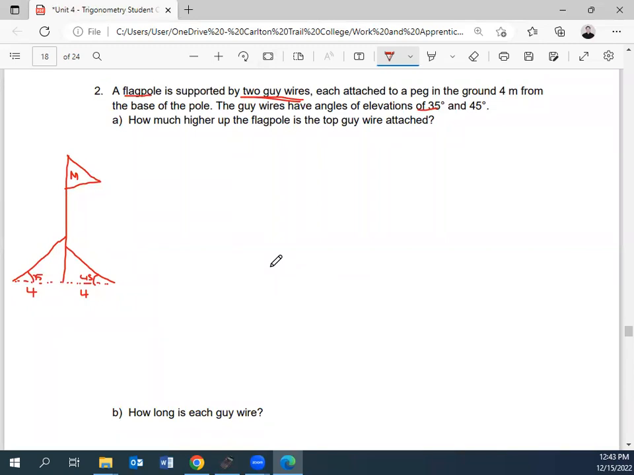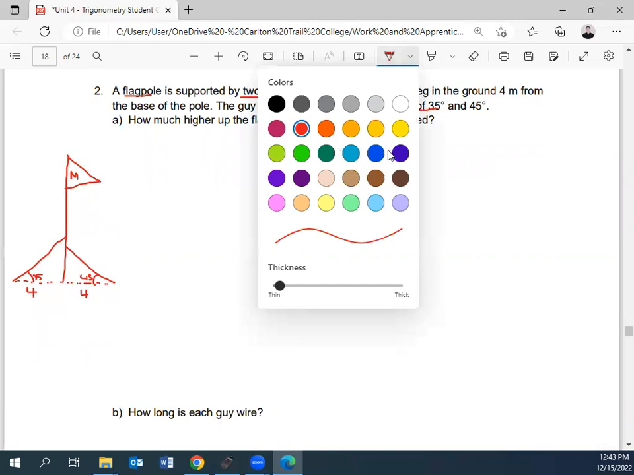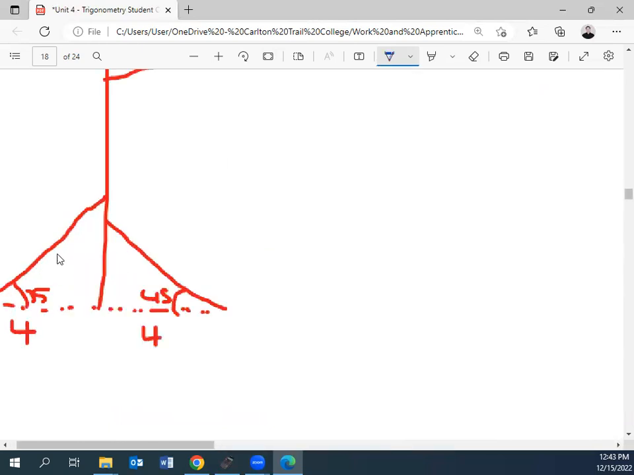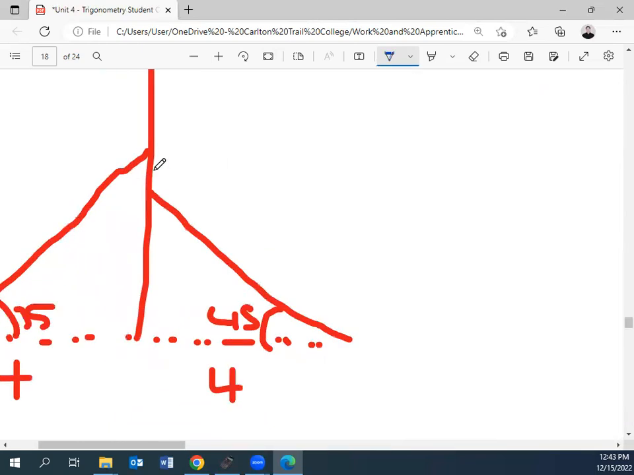Okay, so next step we need to figure out what we're doing. What the question's asking is how much higher up the flagpole my top wire is attached. So it's asking me to figure out the distance of, I'm going to zoom in a little bit here, this little blue part here, right? How much higher is the one wire from the other wire? That's what it's asking me.